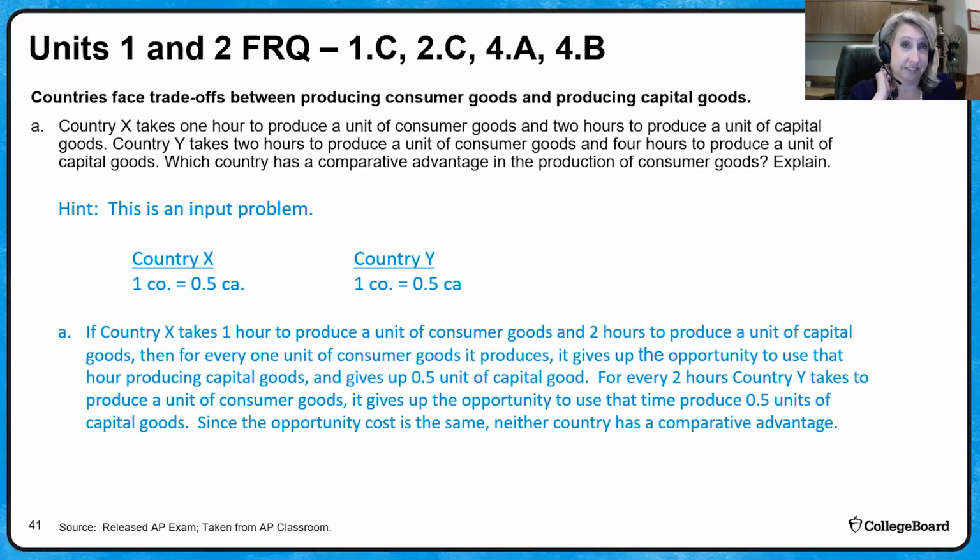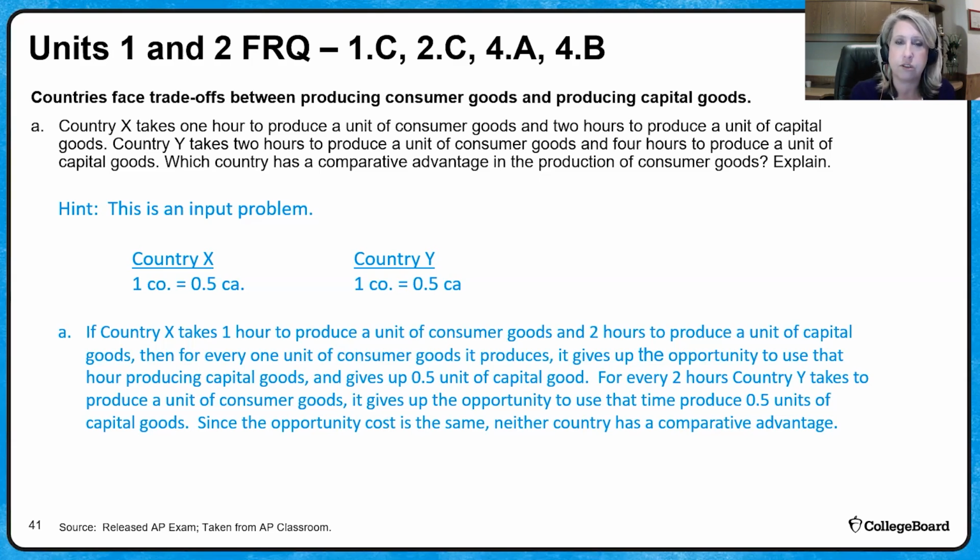So we start off with some production possibilities, and we have to recognize that we're given an input problem. Input problems are less common, but you still want to be able to do them. What that means is we're holding output constant and we're determining how much input we need in order to get that amount of output. So if it takes country X 1 hour to produce a unit of consumer goods and 2 hours to produce a unit of capital goods, what that means is if they had taken that 1 hour from producing consumer goods to producing capital goods, how many capital goods would they have gotten? And the answer is a half a capital good.